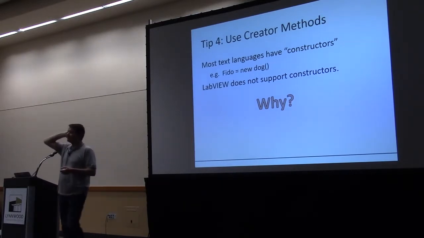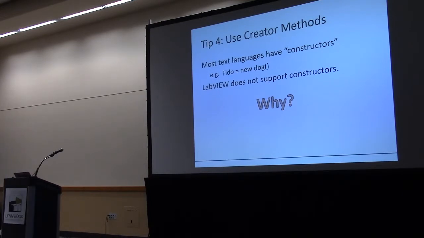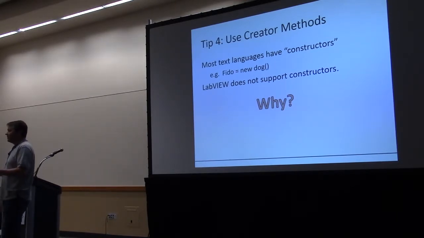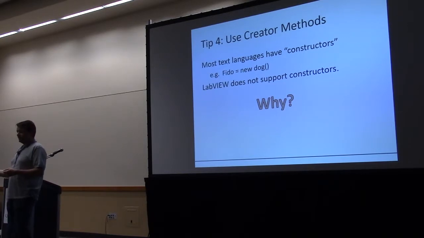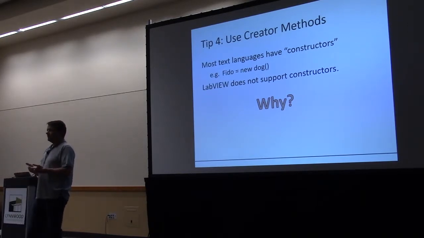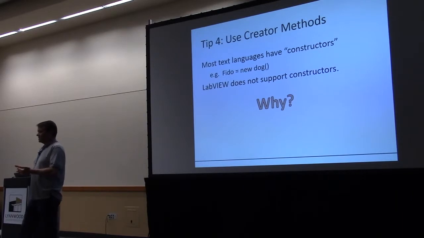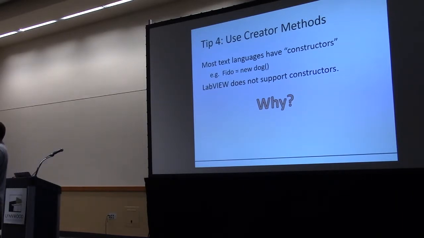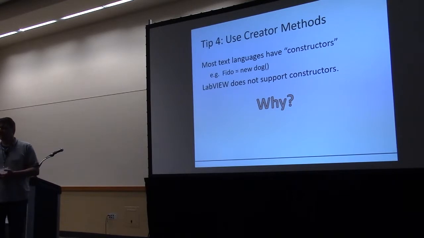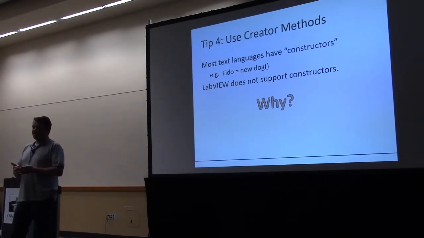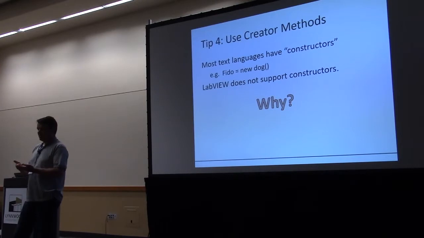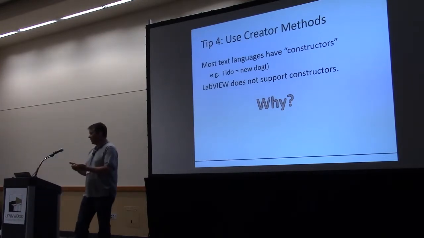Yeah. Isn't your constructor technically when you drop the class constant on the block diagram? More or less, yeah. So in the text language, a constructor is code that you can write that will run whenever the object is instantiated, right? In LabVIEW, there is no object instantiation at runtime. It happens as soon as you drop the class constant on the block diagram. You're essentially instantiating that object. And there is no opportunity for us to write custom code when that object cube gets dropped on the block diagram.